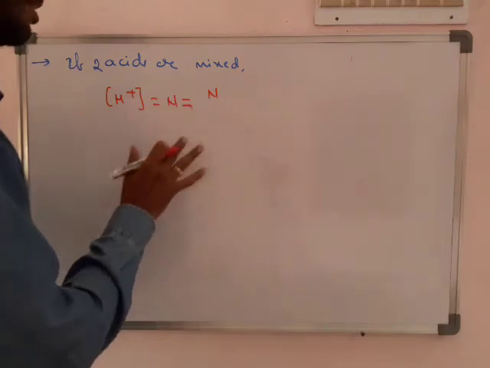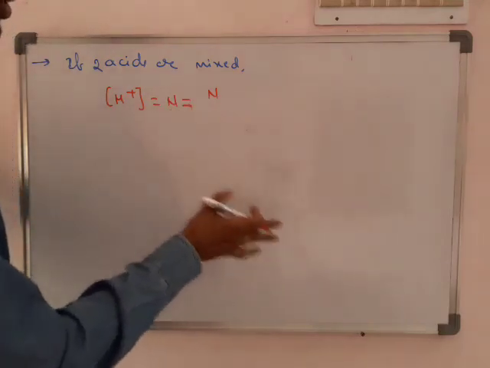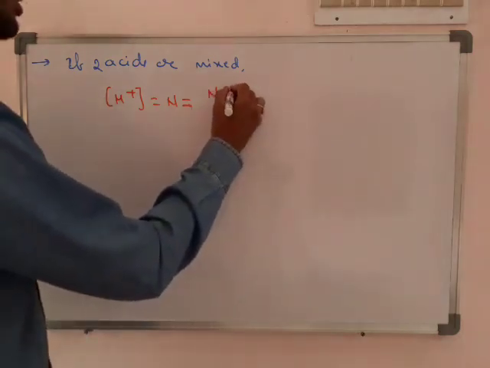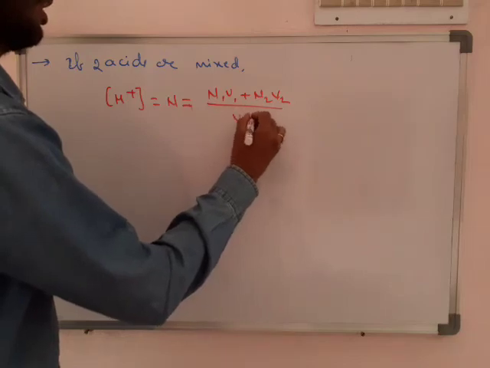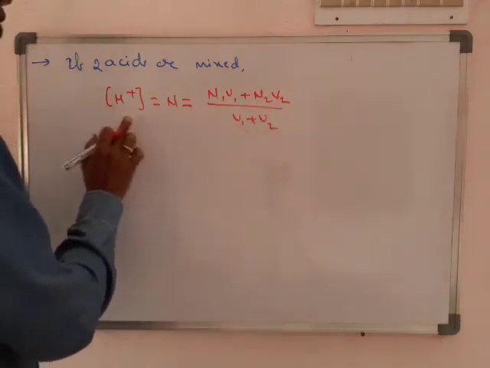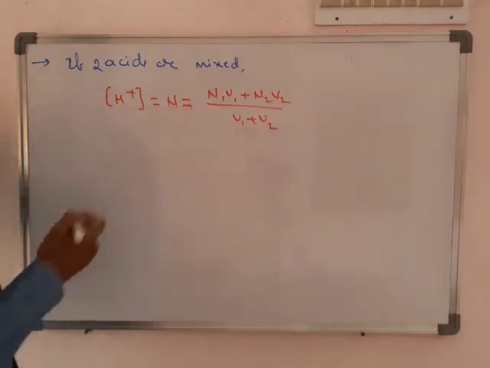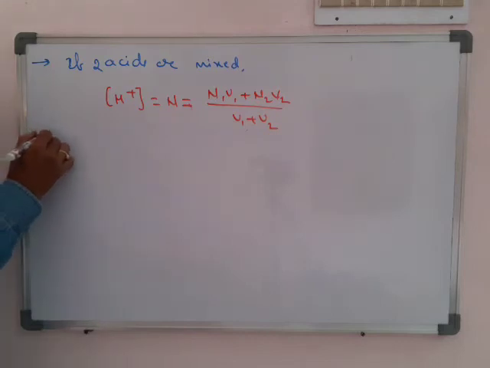When two acids are mixed, finally we get the normality of that compound, which means the concentration of H plus. That is (N1V1 + N2V2) / (V1 + V2). On calculating this, we will get the H plus. This H plus is substituted in the normal pH formula.